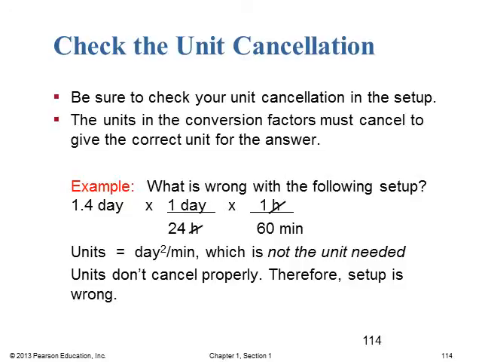So in this example, you can see what is wrong with the following steps. If you look at 1.4 days times 1 day over 24 hours and times 1 hour over 60 minutes, we see there that the days are not canceling out, as they would need to be. And so our units in the end would be way off and totally incorrect. Before you even set it up with the numbers, you can just look at the units, make sure that the right things are canceling out and the right ones are staying.